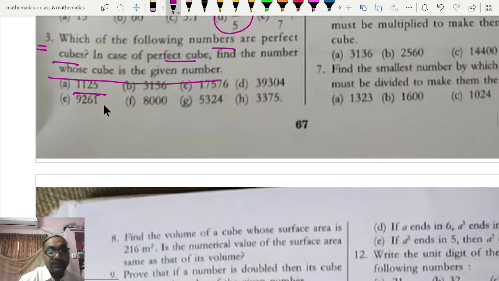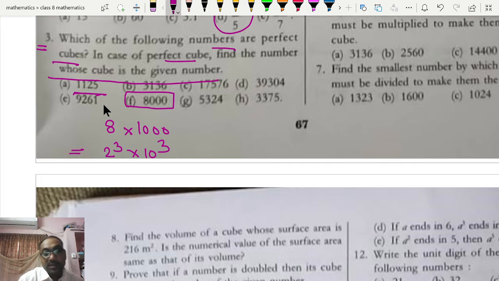To check whether the given numbers are perfect cubes or not, we can easily find by using this. See, 8000. It is a perfect cube. Why? Because 8 is the cube of 2 and 1000 is the cube of 10. So 8000 is a perfect cube number.